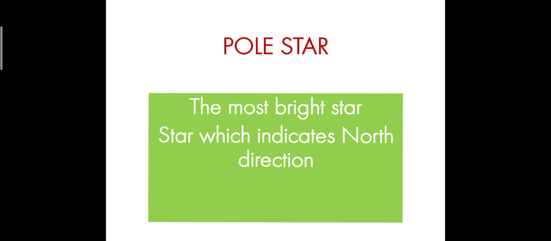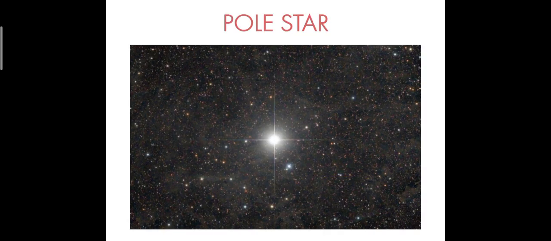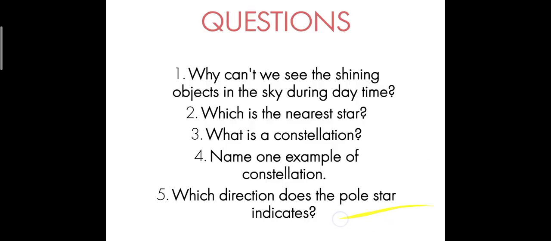Children, you have learned about directions. There are 4 types of direction: north, south, east and west. So the pole star shows the north direction. Now clear what is pole star? This is the pole star, children. See, it's very bright. It will be very bright, and every time it shows the north direction.